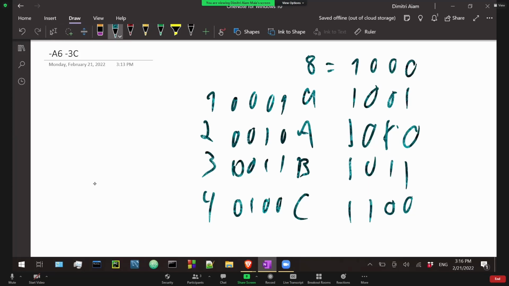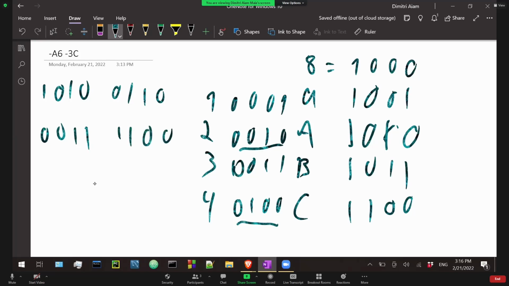All right. So A6 would be that number 8, which would be 1, 0, 1, 0, and then number 6 would be 4 plus 2, which is this over here: 0, 1, 1, 0. 3C, number 3 is over here, 0, 0, 1, 1. C is over here, 1, 1, 0, 0. Yep. So we got that part down.